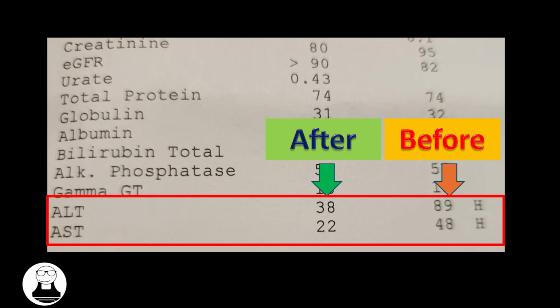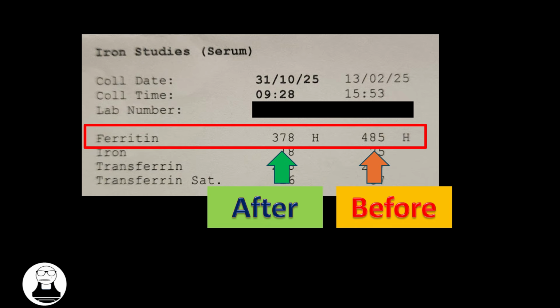My ALT had dropped from 89 units per liter to 38 units per liter, which was within my laboratory's reference range. My AST had dropped from 48 units per liter to 22 units per liter, well within the reference limit of less than 35 units per liter. My ferritin had also dropped from 485 micrograms per liter to 378 micrograms per liter. It was still above the reference range, but it had decreased.